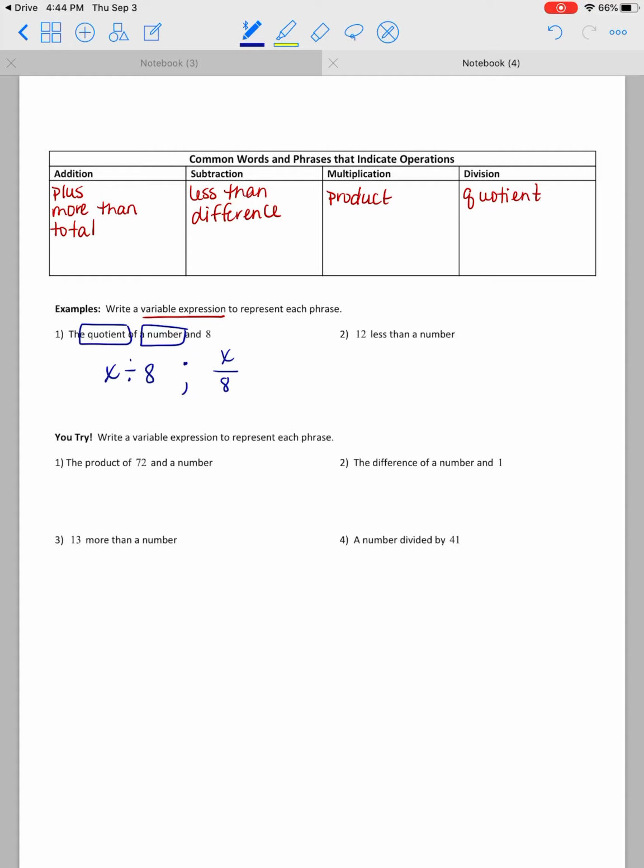Okay, number 2, 12 less than a number. First thing, less than means I'm going to subtract a number. I don't know what that second number is, so we're going to say it is x. Now we've got to be very careful when I say less than, because I want to know what number I am subtracting 12 from. So whenever I see the words less than, we're going to switch the first and second number in the sentence.